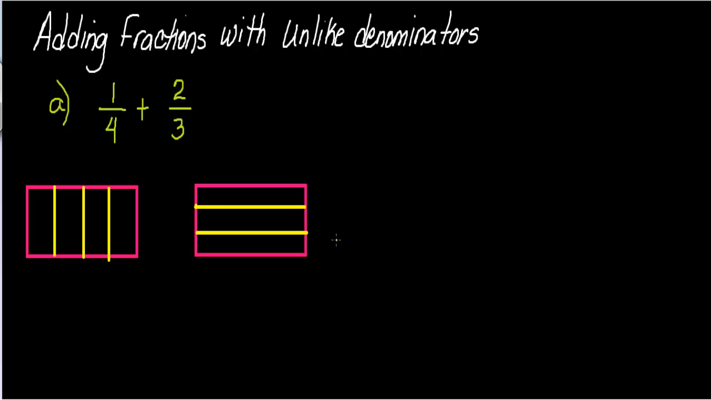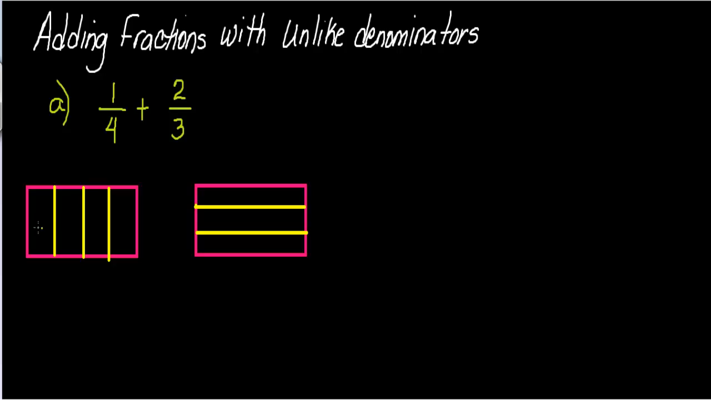Hello everyone, now we're going to talk about adding fractions with unlike denominators. Here we have 1/4 plus 2/3. Notice the denominators are not the same. So that means I cannot add these two fractions together because the pieces are not the same amount.